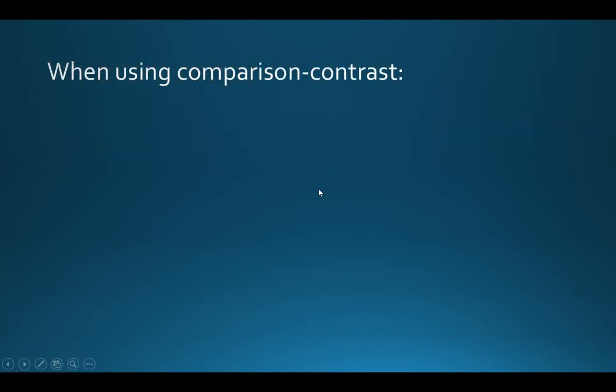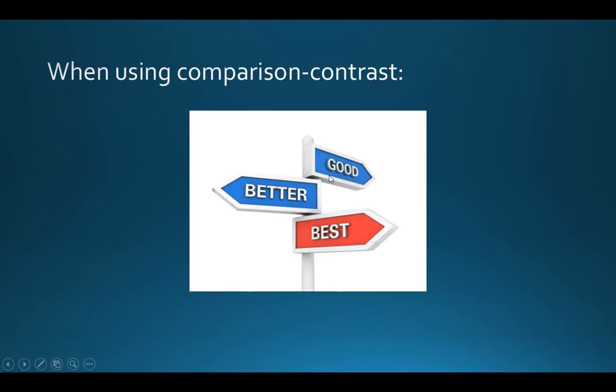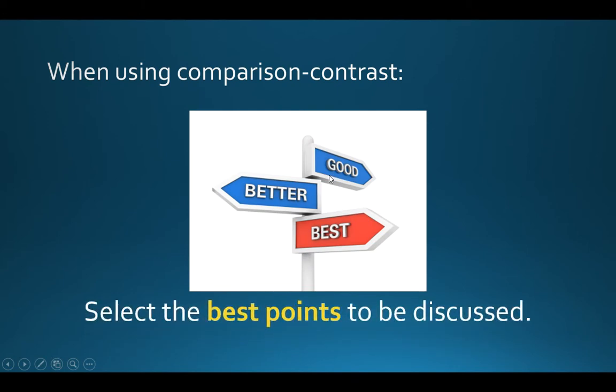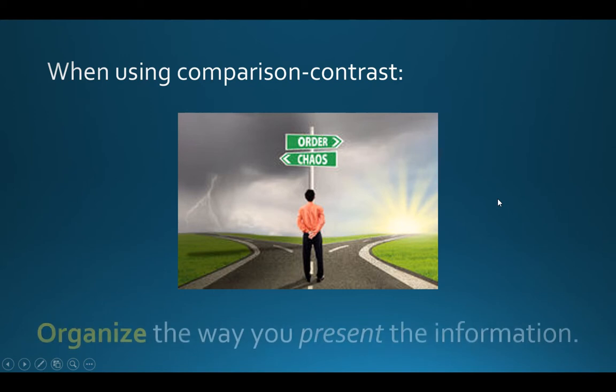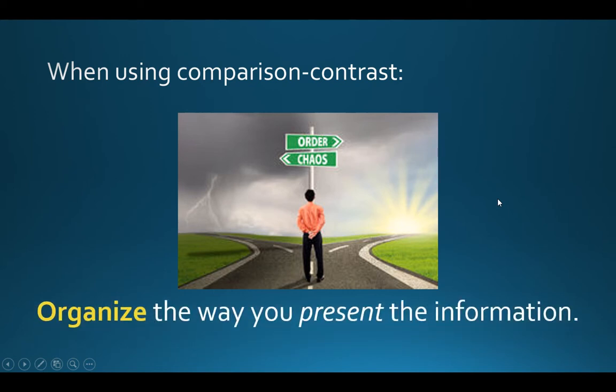All right. So when using compare contrast, make sure the best points are discussed. If you're comparing two cars, maybe using the color of the volume knob on the stereo isn't the best way to figure out if that's the best car for you. There are other things that are more important. Just saying. And also make sure you organize the information in a proper way. That is going to make it more sensible.